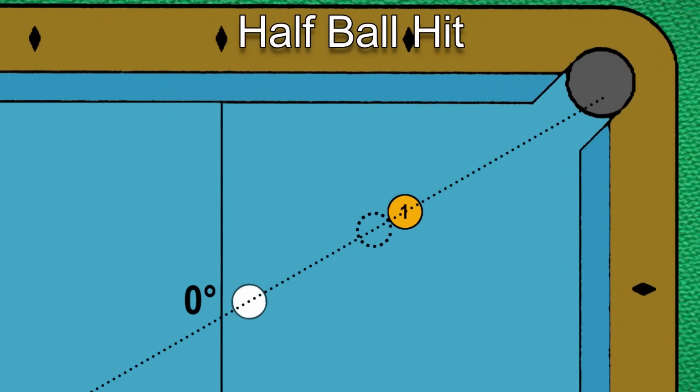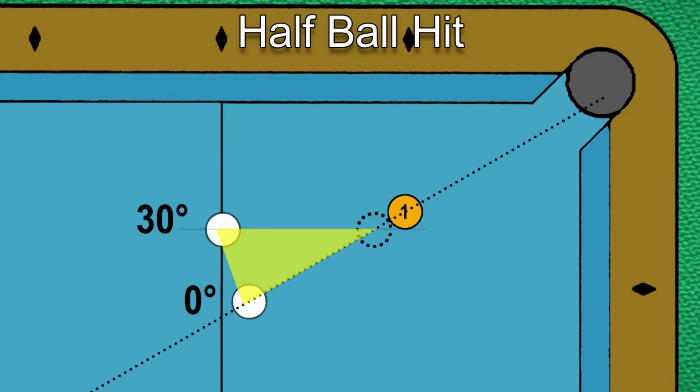No one needs to learn how to shoot a straight-in shot. They just need to learn how to stroke their cue stick straight. That's because the straight-in shot is a cut angle of 0 degrees. Here's the 30-degree cut angle for comparison. The majority of shots that you play in your entire pool career will be between 0 and 30 degrees.